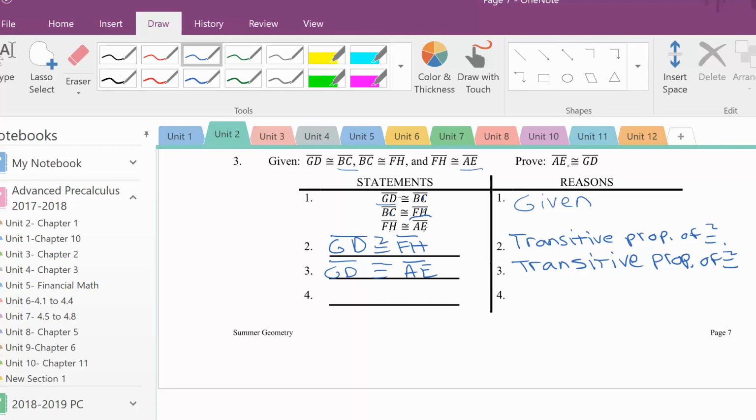And then since we just need it to be written as AE is congruent to GD, that would be the symmetric property of congruence. All right, so that's our video on proving segment relationships, and then next we'll get into angle relationships.